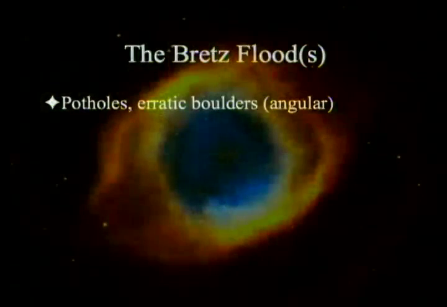Now, there were several things going on in Washington State that didn't always fit. There were potholes, channels that suddenly would have a giant hole in them. Well, you see this in rivers, but they're maybe 3 or 4 feet in diameter. 6 to 8 is pretty big. But these things are like 30, 40 feet across.